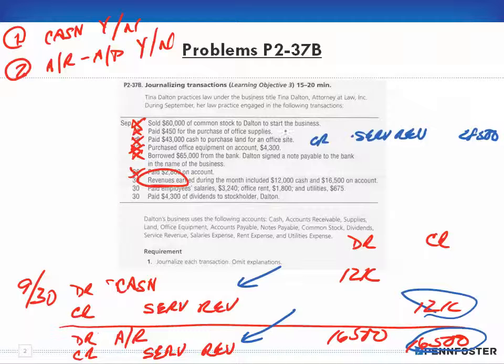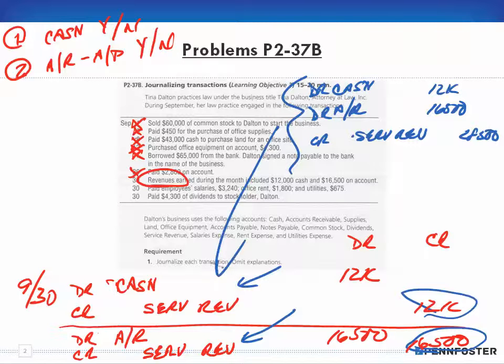Okay, and that leaves me only with my debit. So I have a debit to accounts receivable for the 16,500, and I have a debit to cash for 12,000. Okay, so that's my combined entry. It's only 3 line items, whereas this one is 4. So I've done 1 line more of entry, I've done 1 line more of posting, and I've also given myself 1 line more of the possibility of making a mistake, right?